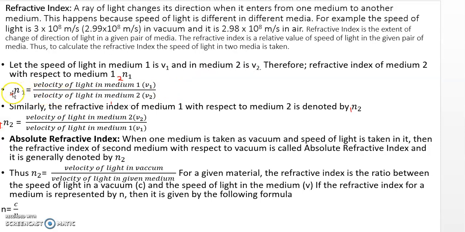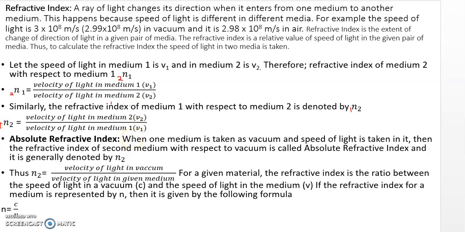So first of all, it is written like this. The refractive index of the second medium with respect to medium 1 is the ratio of the speed of the light in medium 1 to the speed of the light in medium 2. Similarly, the refractive index of medium 1 with respect to medium 2 is the velocity of the light in medium 2 to the velocity of the light in medium 1. It is a ratio.